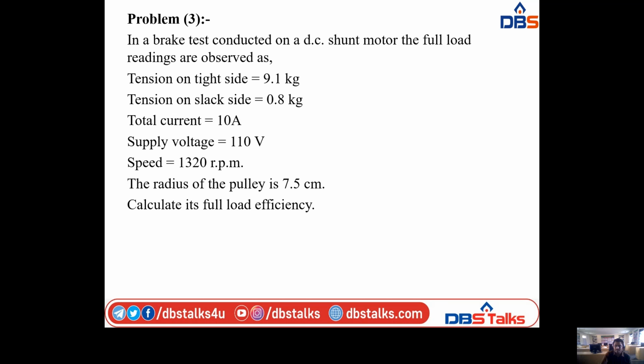And coming to problem number 3, it contains the brake test. They given that in a brake test conducted on a DC shunt motor, the full load readings. Here they given the full load values: tension on tight side is 9.1 kg, tension on slack side is 0.8 kg, total current is 10 amperes, supply voltage is 110 volts, speed is 1320 rpm, the radius of the pulley is 7.5 centimeters, and finally calculate its full load efficiency.